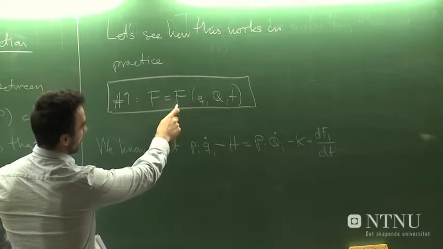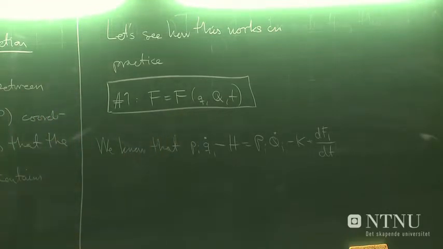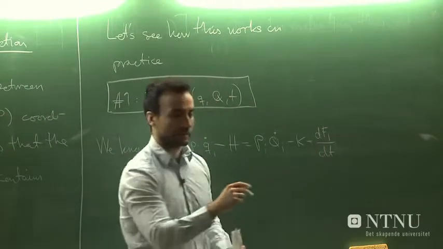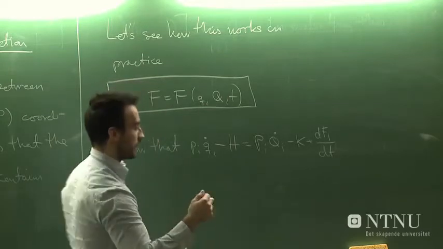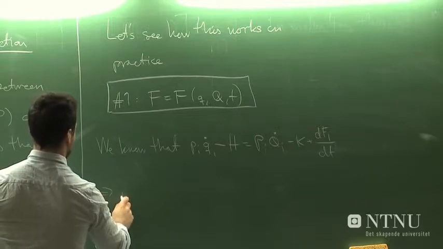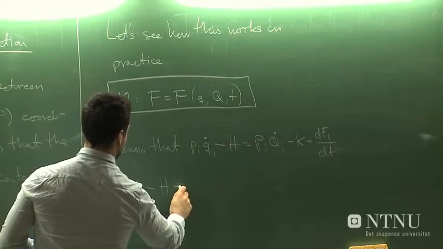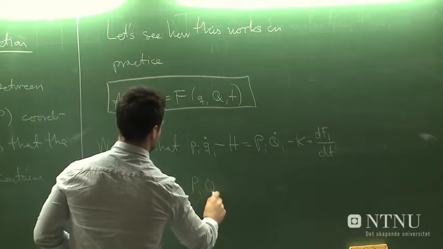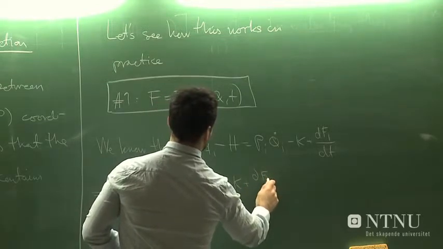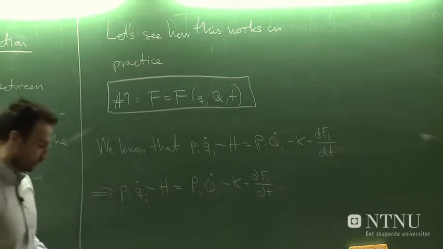Now, since we have said here that f is supposed to be a function of small q and large Q and time, this means that we can write this total derivative by the product rule. So first we get the partial derivative of f.